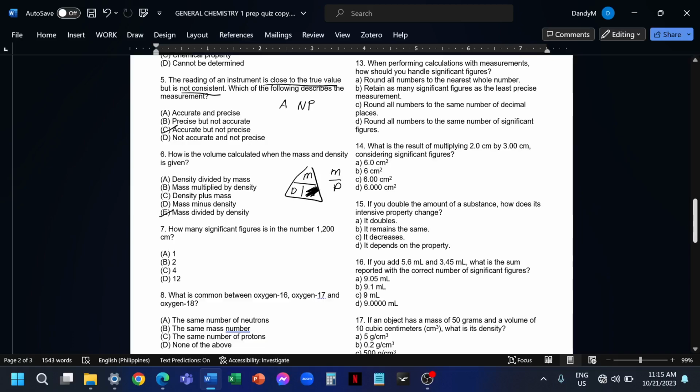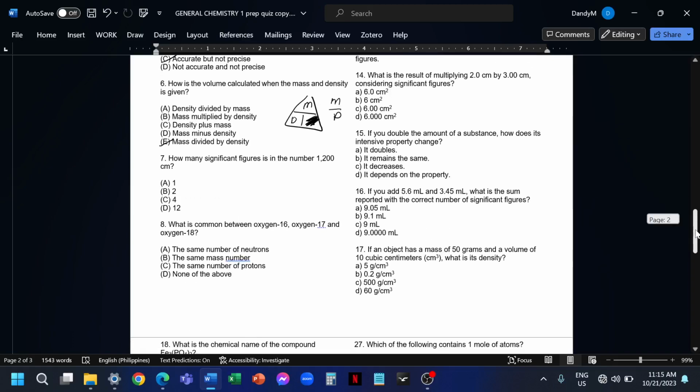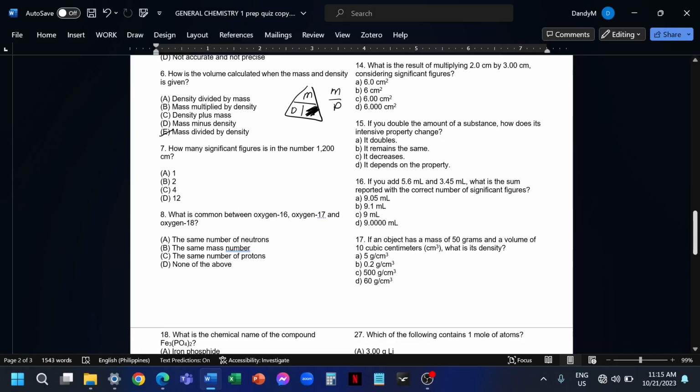Number 7, how many sig figs is in this number? So we have 1,200 centimeters. These are trailing zeros, and in this case, since there is no decimal point, trailing zeros can be significant or not. And in this number, it's not significant because there is no decimal point. So only this 1 and 2 are considered significant in this measurement. So we have 2 sig figs for number 7.